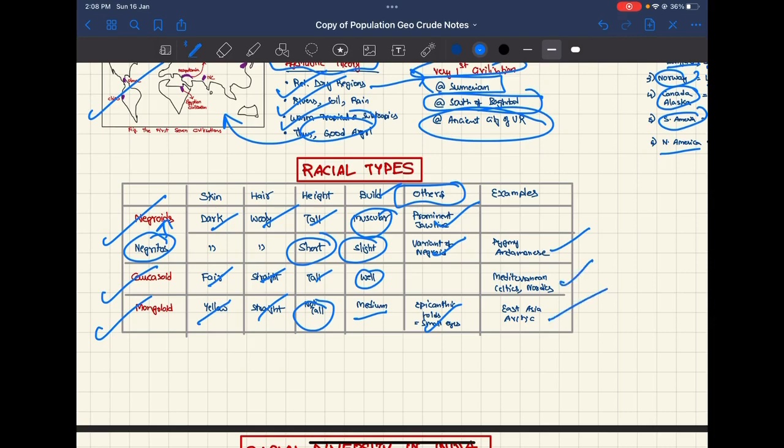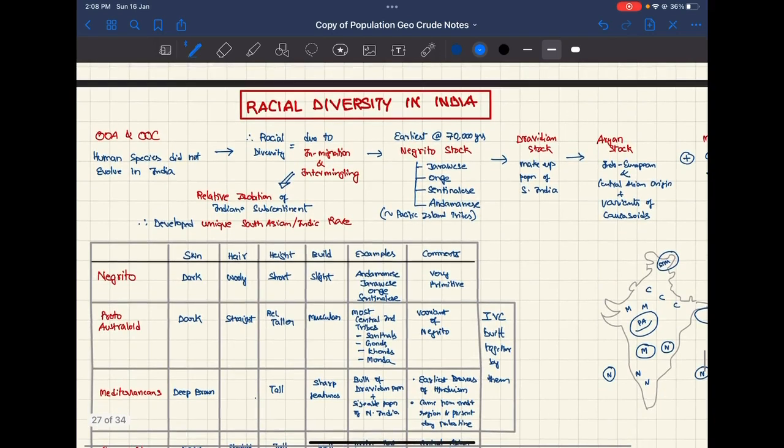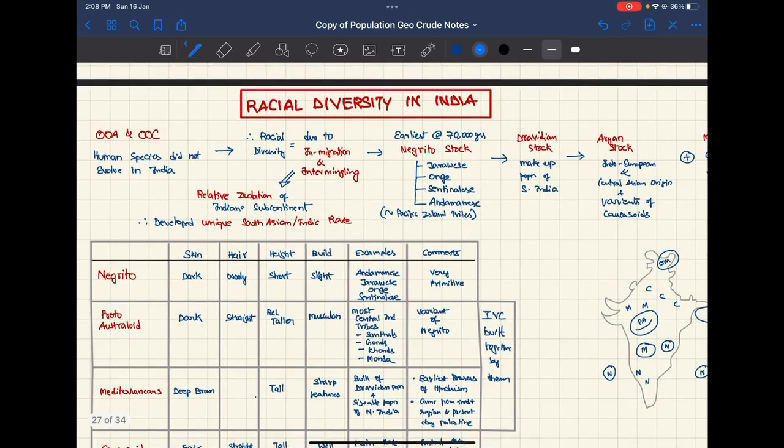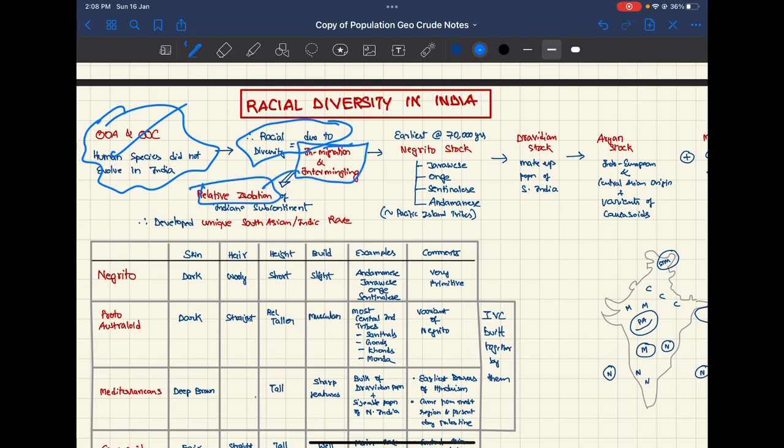These are East Asia and Arctic tribes. Now coming to racial diversity in India, man did not evolve in India, as we know. So the out of Asia and out of China hypothesis can be applied. Racial diversity developed in India due to in-migration, intermingling, and relative isolation of the Indian subcontinent. A unique South Asian and Indian race developed.